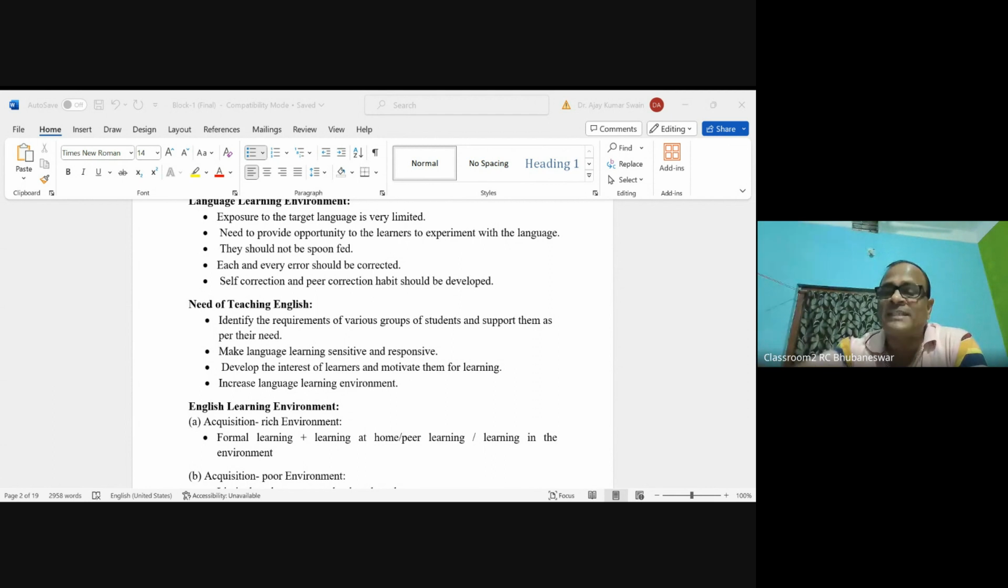So more exposure is given other than the book. Give the opportunity to the students to experiment with the language. They should not be spoon-fed. We should help them to become spontaneous readers or learners. Every mistake should be corrected, and give importance and focus to self-correction and peer correction, so that we can say a language learning environment is there inside the classroom.